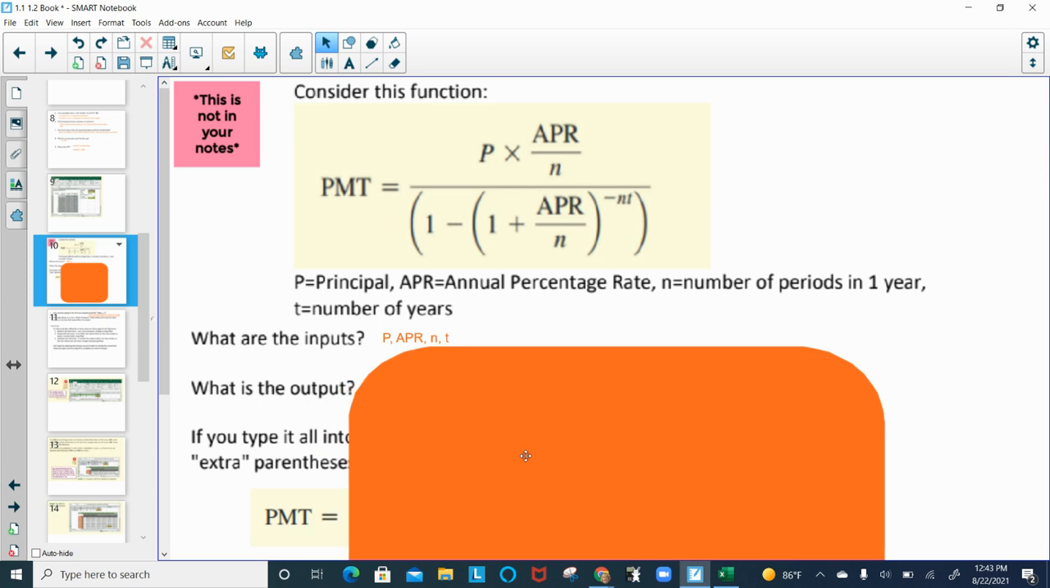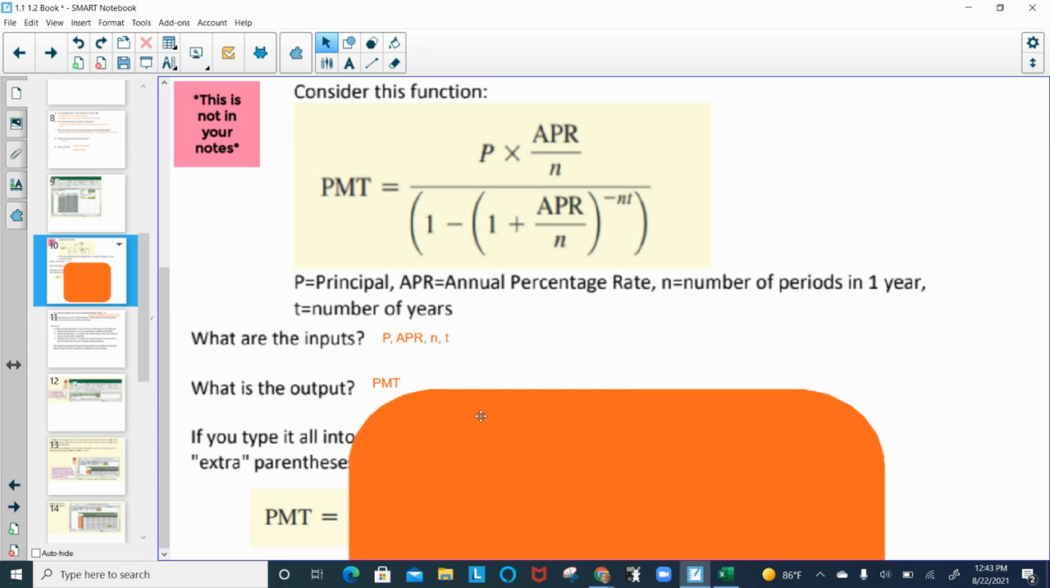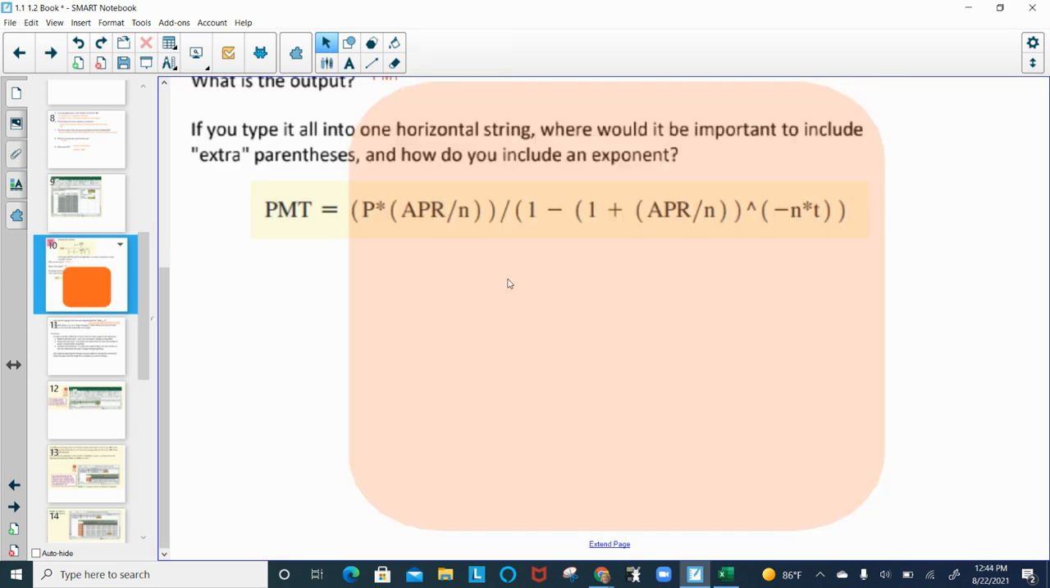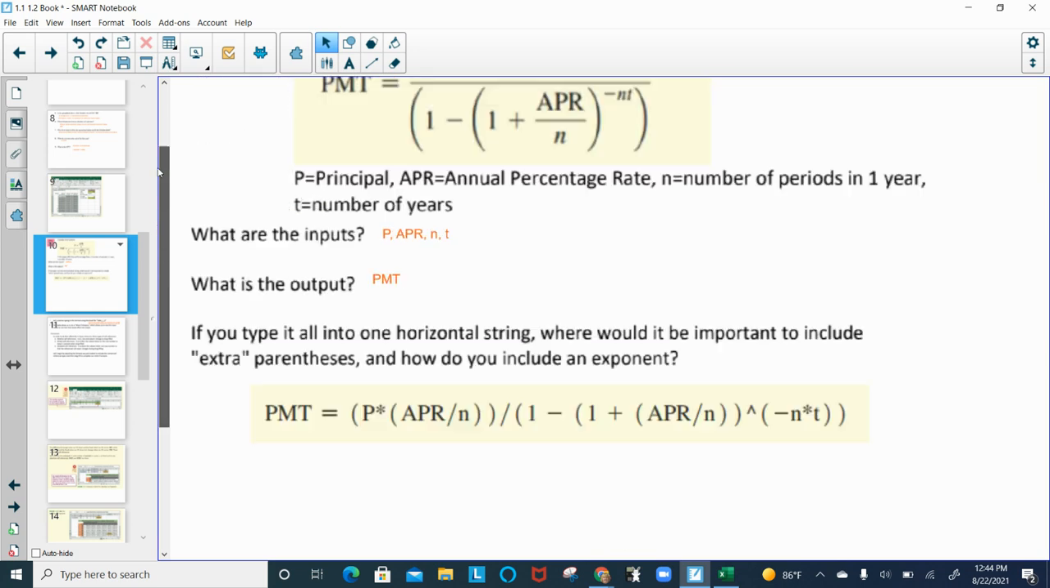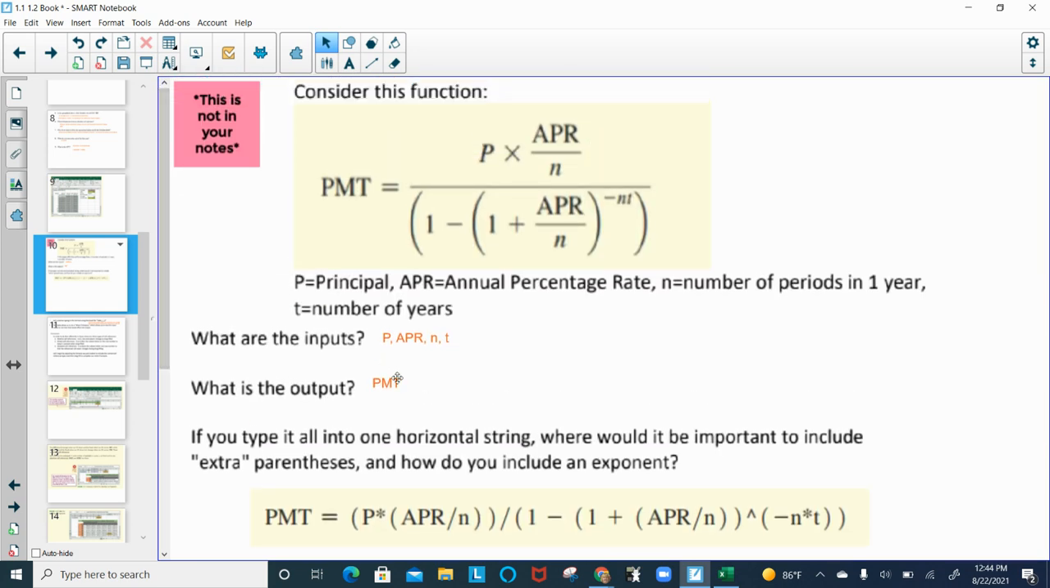All right, so let me ask you a pretty easy question. You can try to answer that in your head. What is the output? When you put all those inputs in, what exactly do you get? Hopefully in your brain, you're thinking, kind of silly, Miss Lucas, you're going to get, sorry, that's my name, Miss Lucas. You're going to get payment. And what that really is going to be is the monthly payment.